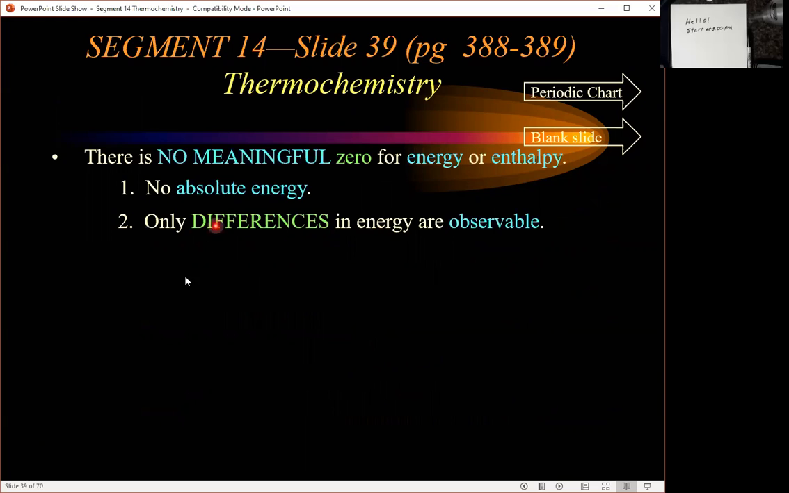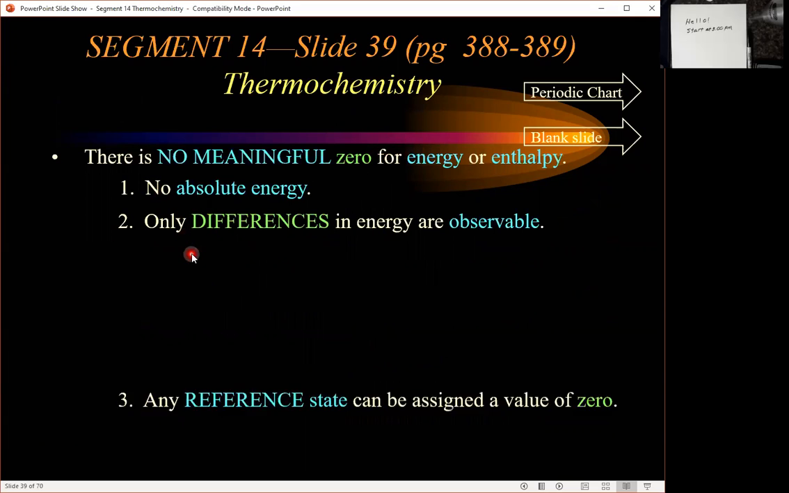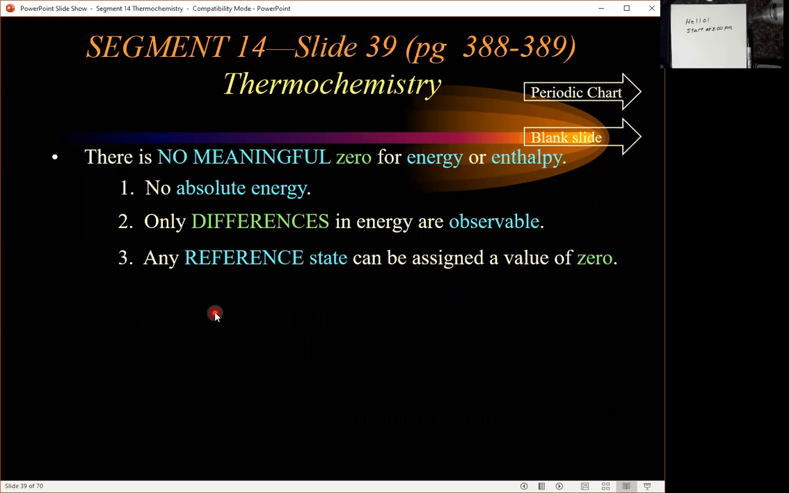Now, this is what we've learned about energy and enthalpy. There's no meaningful absolute zero value for them. You only observe differences, and any reference state could be assigned a value of 0 to allow us to do these calculations.